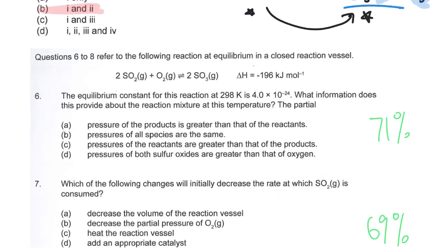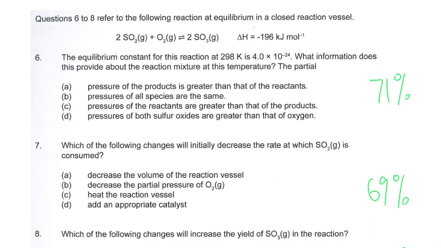Next, look at the next one. All right, so 6 to 8, these questions here relate to this equation at equilibrium. So the equilibrium constant for this reaction at 298 K is 4 times 10 to the negative 24. Now, is that a very large or very small number? That's a very small number. Okay, so you should recognize that that's a small number, right? And what does that tell you about the information?